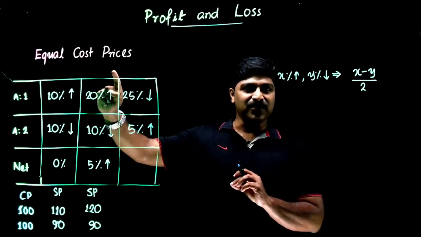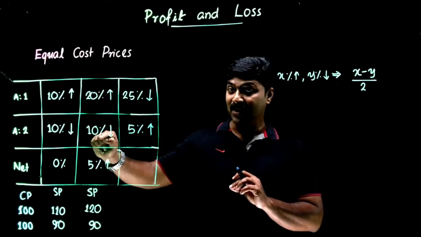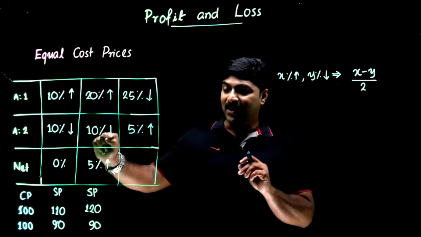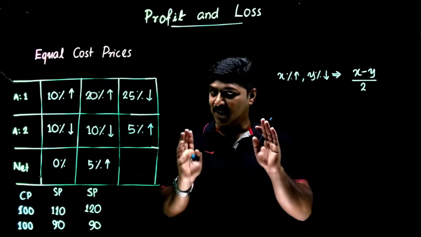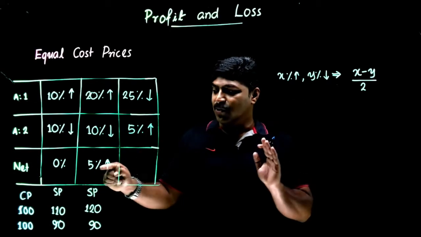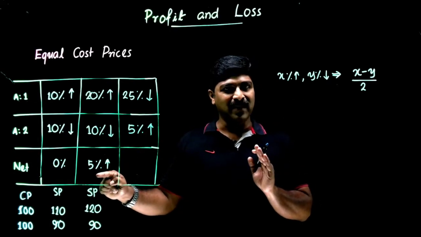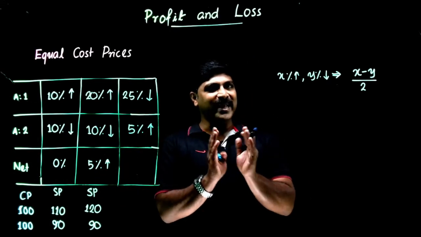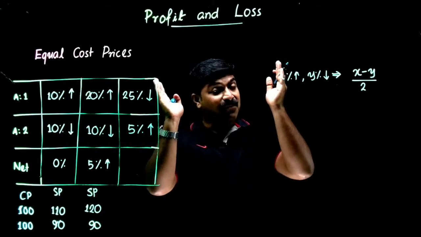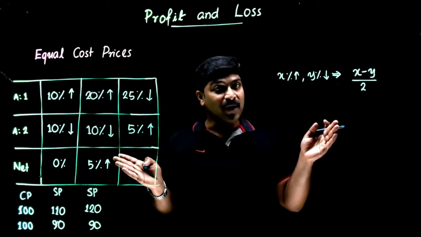20 profit, therefore 20 minus 10, 10 loss, therefore that is negative. 10 loss, 20 minus 10, that is positive 10, divided by 2, you will get the answer 5. So that 5 is positive, hence that's a profit. If the resultant is negative, what will be the result?